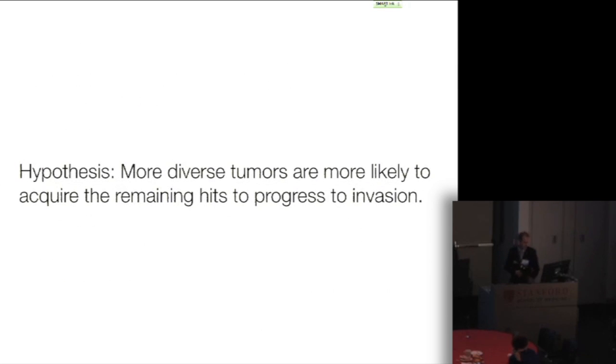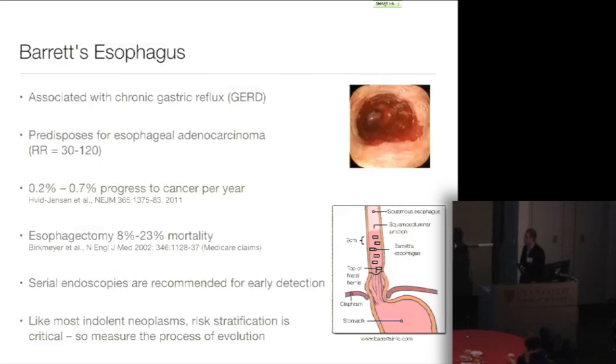All right. So one of the major universal biomarkers we're interested in is measuring and quantifying the amount of intertumor heterogeneity, which is essentially, I think, why I was invited to this meeting. And our hypothesis here is that the more diverse tumors, these are premalignant tumors, are more likely to acquire the remaining hits to progress to invasion. Right, so the more diverse tumors are basically more evolvable is the hypothesis. And so I've mentioned Barrett's esophagus, but here's the background on it.